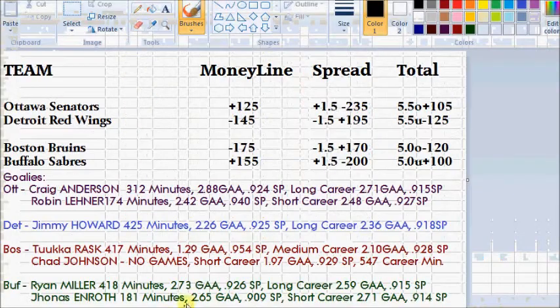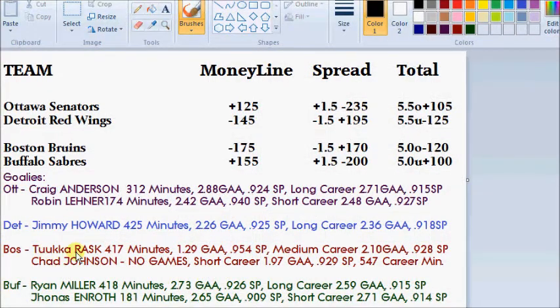As far as the goalies are concerned, Tuukka Rask has played 417 minutes this year with a stellar 1.29 goals against average and has saved over 95% of his shots. Within a career that's had a decent amount of games, 2.10 goals against average, 92.8% save percentage, amazing. Now, if Chad Johnson plays, and he's due to play at some time, don't be surprised if this is his first game. In his career, 1.97 goals against average in 547 career minutes. Maybe he's a good goalie.